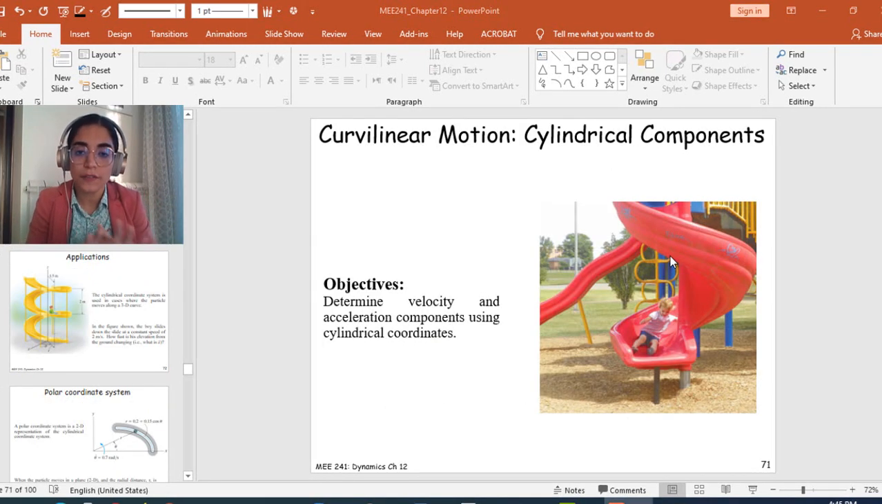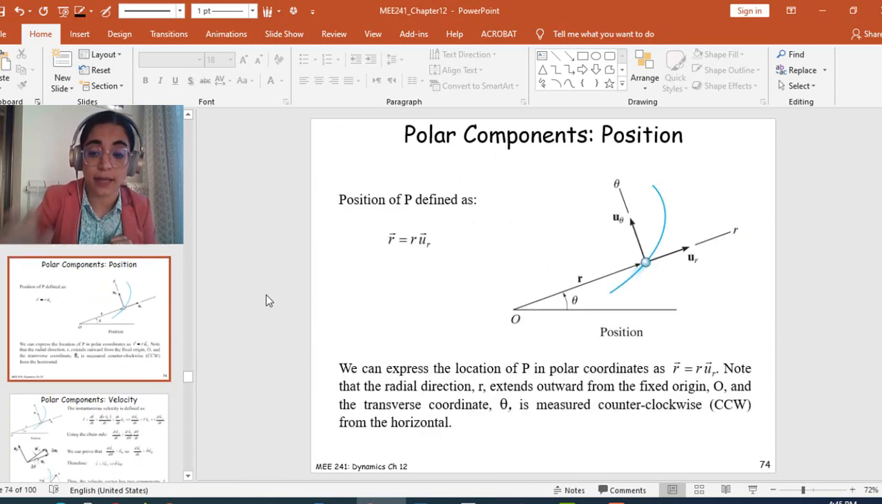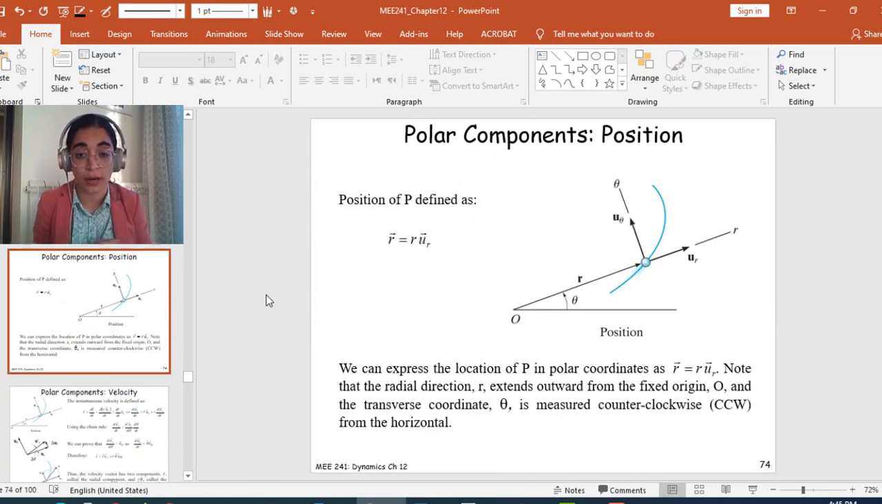Guys, the last part of this video lecture in curvilinear motion will be about how to express also my kinematics variables using the cylindrical components. I'm going to start first by the 2D case, which is called the polar coordinate system. In this 2D case, guys, I only have two unit vectors, ur and u theta. ur will be in the same direction as r.